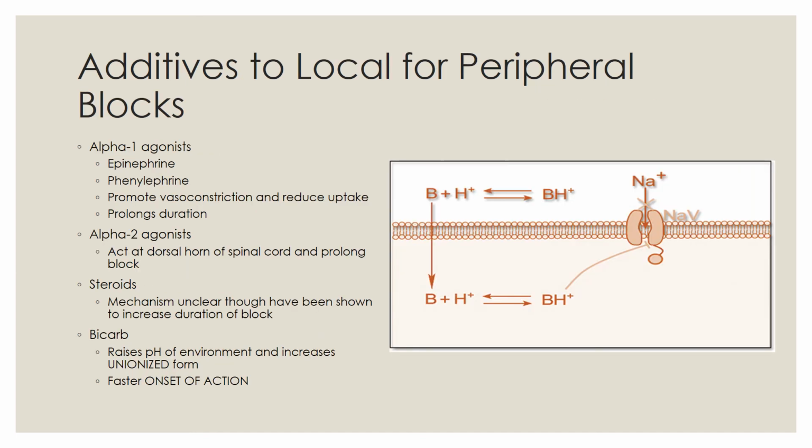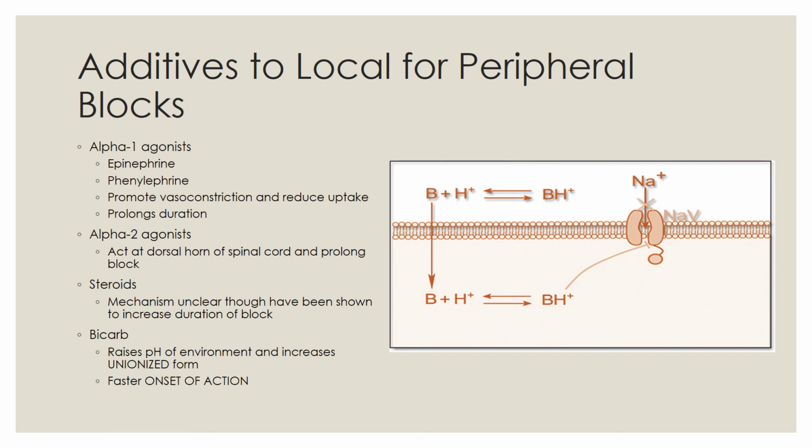All right. Our next question here is additives to local anesthetics for peripheral blocks. So this is going back a few minutes, another spin-off on the ionization of local anesthetics in various pH environments. So there are several things that are routinely added to local anesthetics when peripheral blocks are given. There are alpha-1 agonists, which most commonly are epinephrine as well as phenylephrine. These promote vasoconstriction and tend to reduce uptake systemically of local anesthetics, so therefore these prolong the duration of a block.